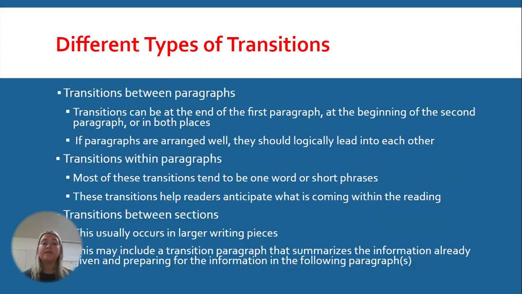There's a couple different types of transitions. First, we're going to talk about transitions between paragraphs. Transitions can be at the end of the first paragraph or at the beginning of the second paragraph, or it can be in both places. If these paragraphs are arranged well, they should logically lead into each other, and that goes back to that idea of making the writing easier to read and having it flow a little bit better. This just helps the reader with the amount of ease when they are reading a paper.